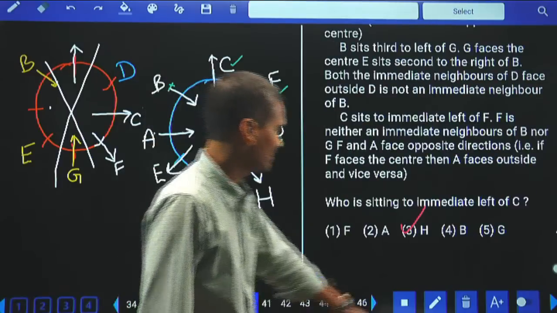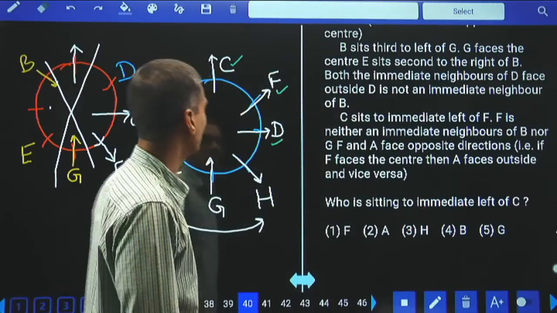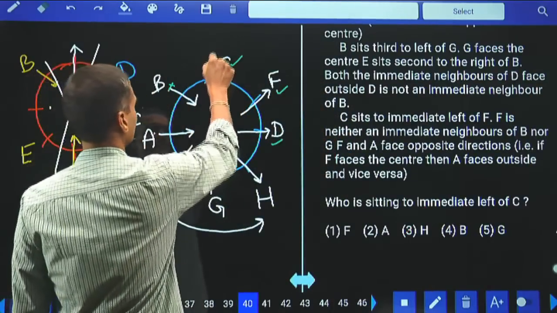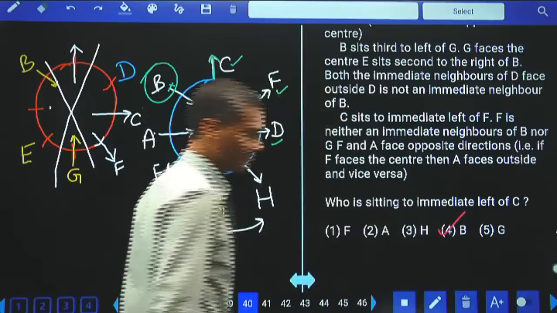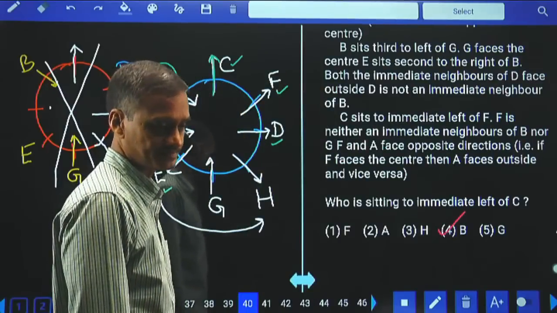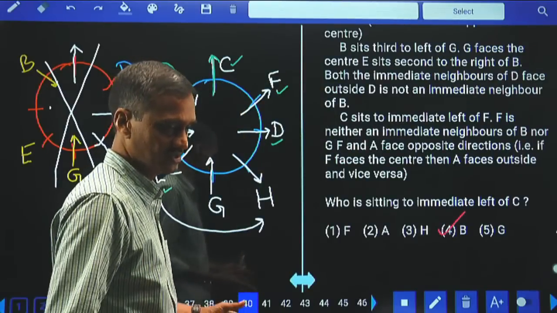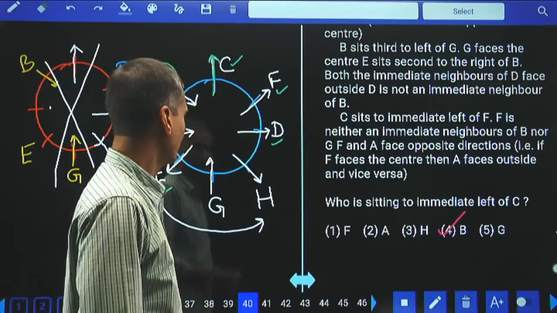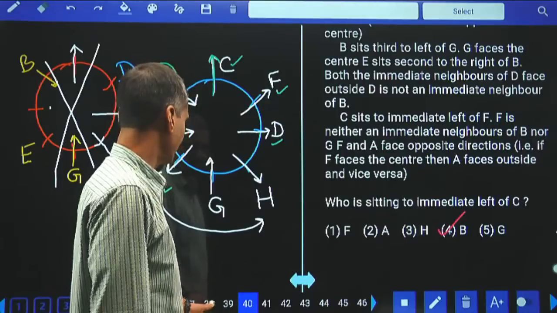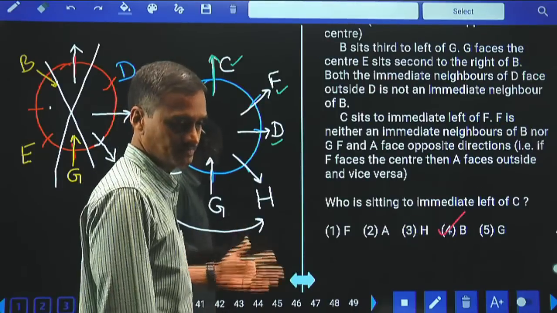Finally question number 40. Who is sitting to the immediate left of C? C is away from the center, immediate left of C is B. And B, that is the given choice for question number 40. Then, hence with this, we have come to an end of this paper, question numbers 1 to 40 of this paper, All India Mock Clerical 2.